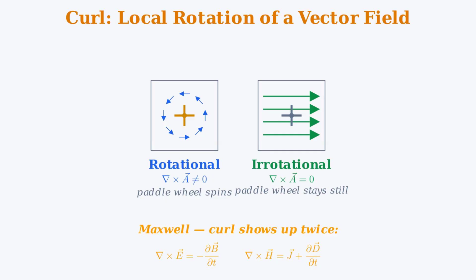Second, curl tells you whether a field is conservative. If curl A is zero everywhere, you can write A as the gradient of some scalar potential. Path integrals do not depend on path. That is exactly what makes voltage well defined in electrostatics.